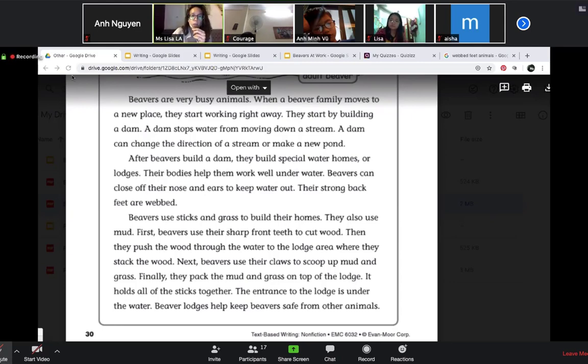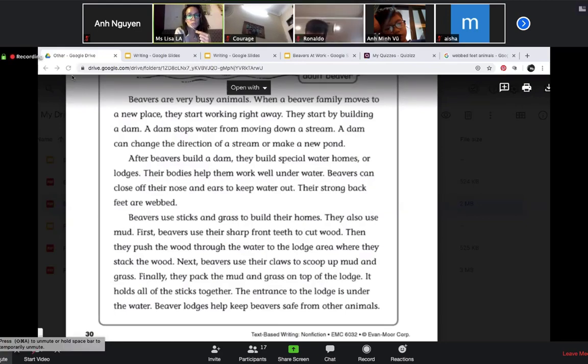Their bodies help them work well underwater. Beavers can close off their noses and ears to keep water out. Their strong back feet are webbed. Beavers use sticks and grass to build their homes. They also use mud. First, beavers use their sharp front teeth to cut wood. Then, they push the wood through the water to the lodge area where they stack the wood. Next, beavers use their claws to scoop up mud and grass. Finally, they pack the mud and grass on top of the lodge. It holds all of the sticks together.